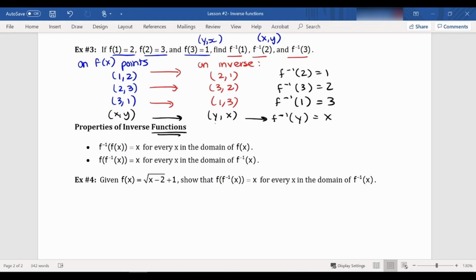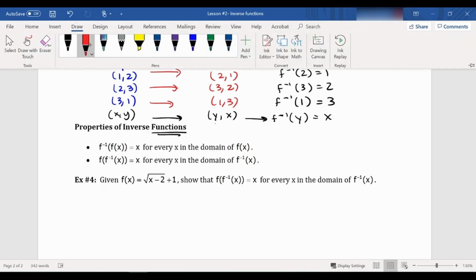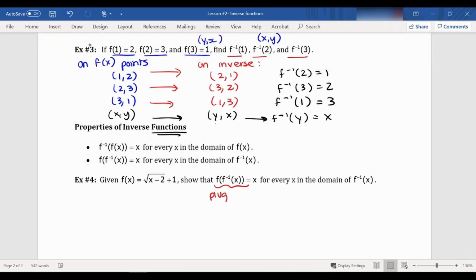So if you have f of x equals root x minus 2 plus 1, we want to show that if you plug the inverse f negative 1 of x into f, notice how f is the outside function. So if I plug the inverse into f, it will equal x. That's what this is telling me. We want to show that this works. In order to do that, we would need to know what the inverse function is, and we would need to know that it is an actual function.